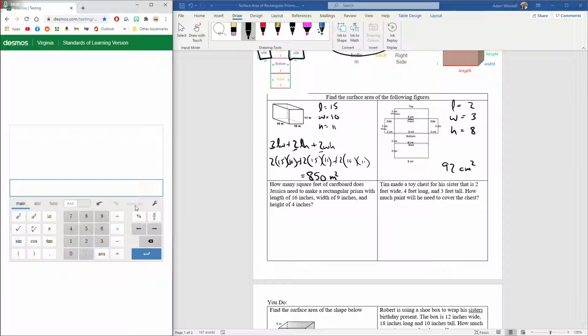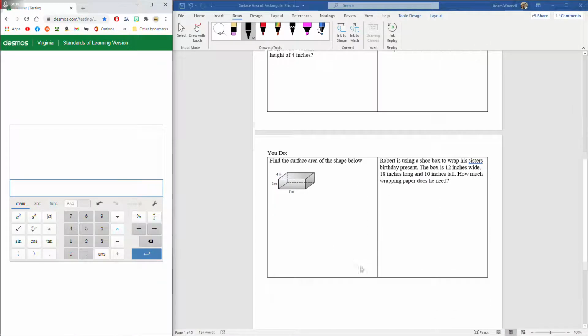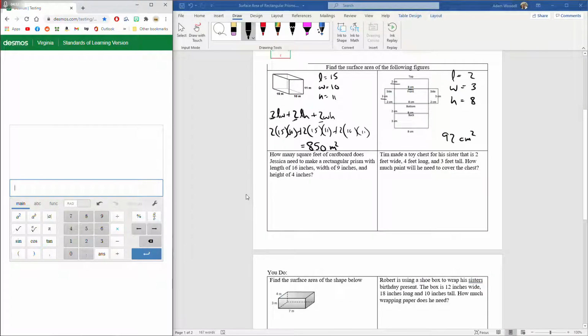We'll do a couple more. These are word problems, and then I'll let you practice these you-dos on your own. It's asking, how many square feet of cardboard does Jessica need to make a rectangular prism with a length, a width, and a height? If we're talking about making something, making is a surface area word, so I'm really just trying to find out what the surface area is.